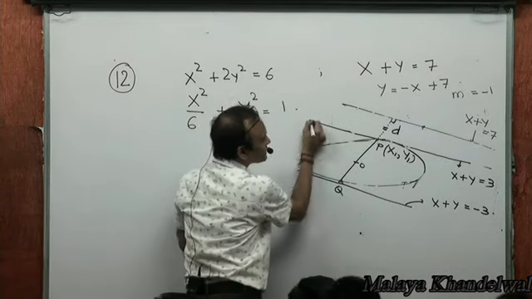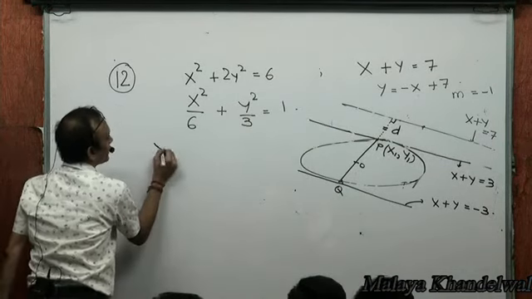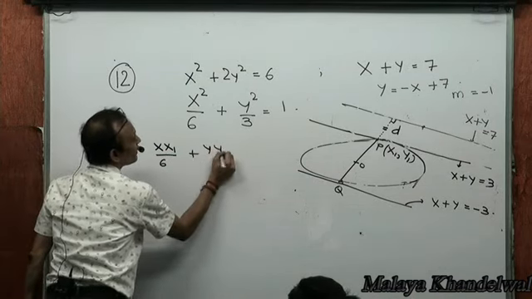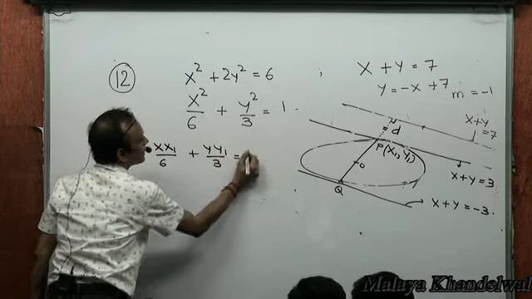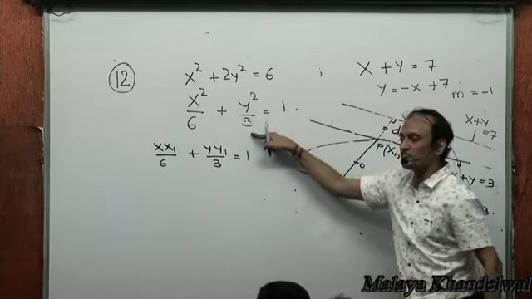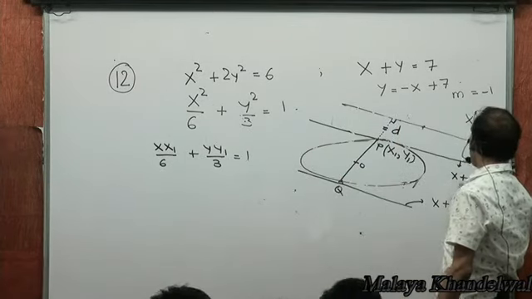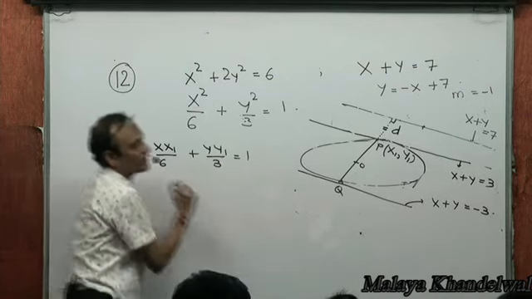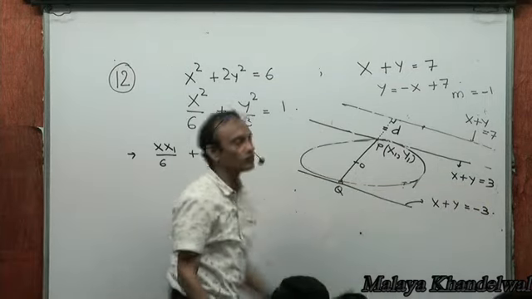This tangent has an equation xx1 by 6 plus yy1 by 3 equal to 1, which is the equation of the tangent at x1, y1. It can also be written as x by 3 plus y by 3 equal to 1. The same tangent could also be written as x by 3 plus y by 3 equal to 1.